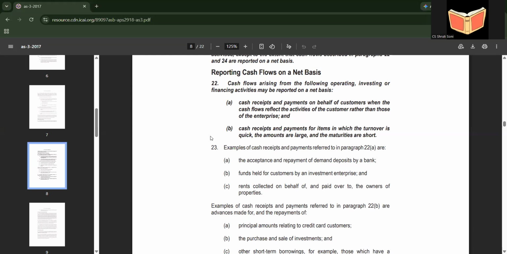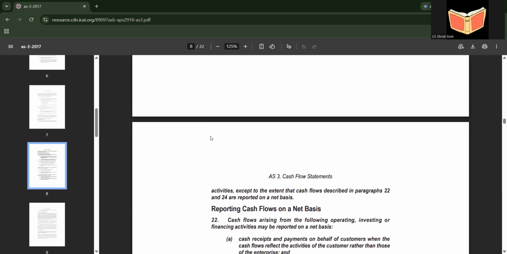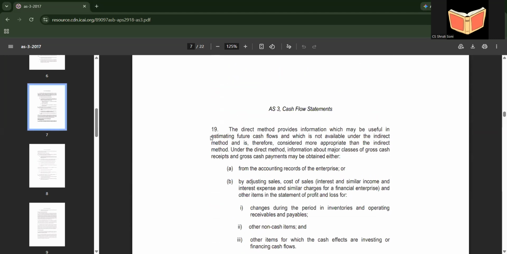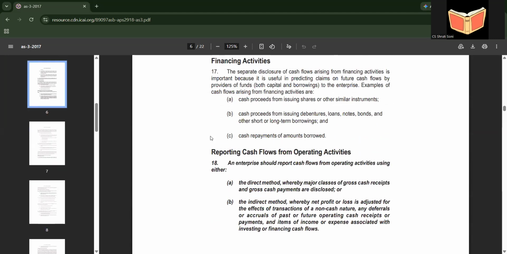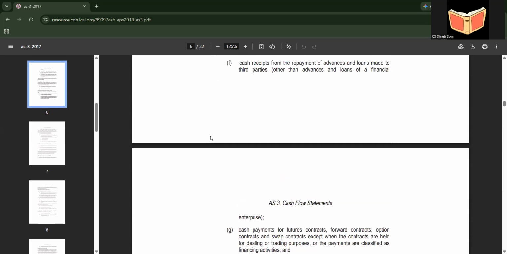See, let us assume a situation where there is a person, or let's assume a company. Let's assume there's a company R Limited. It's holding shares and debentures of other entities for trading purposes. So if I talk about the classification of the transactions of purchase and sale of these securities in CFS, how will you classify that?